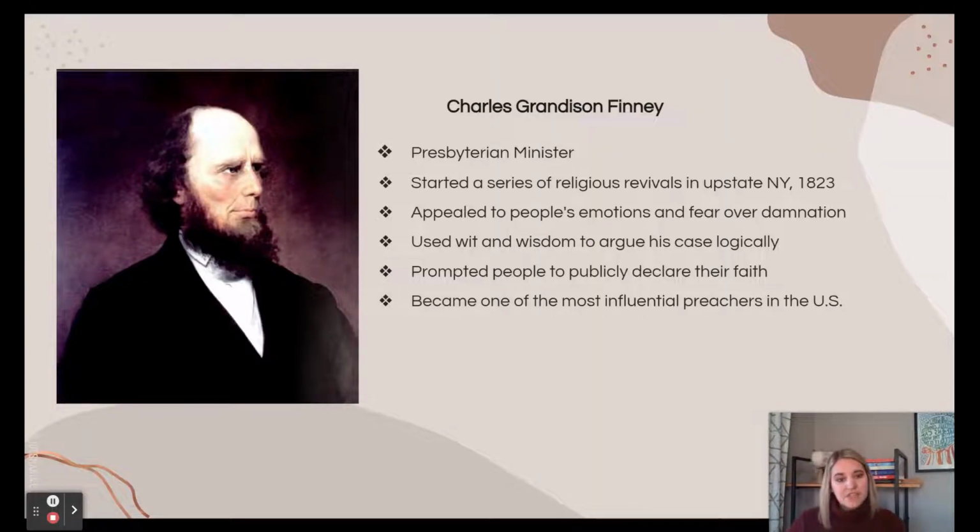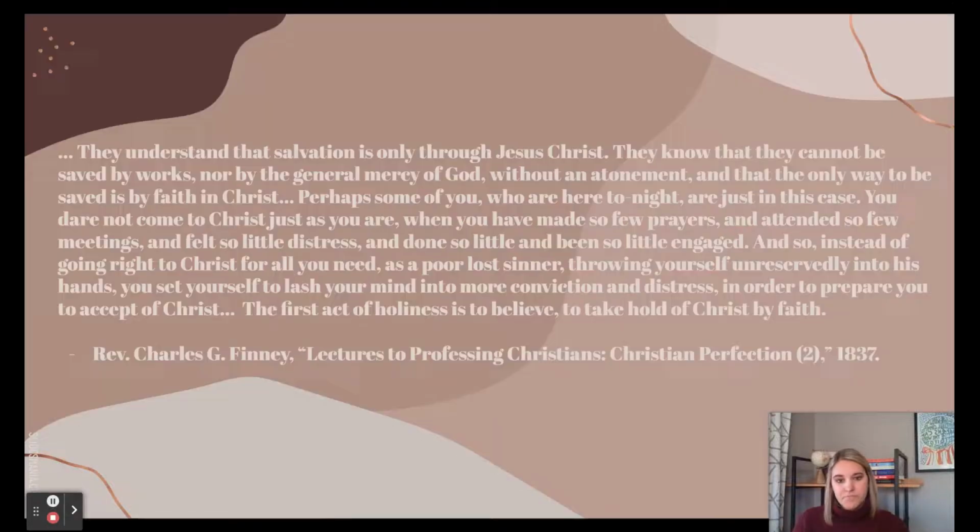So who was Charles Grandison Finney? I just mentioned him earlier, but he is probably one of the most influential preachers in the U.S. at this time. He was from the Presbyterian denomination. And while he did appeal to people's emotions and fear over damnation, he didn't do it quite as intensely as some of the other Second Great Awakening ministers. He also would use wisdom and wit to argue his case logically. He was a former lawyer, and he did definitely focus on that idea of public declarations of faith. So anti-predestination and more about salvation being available to all people.